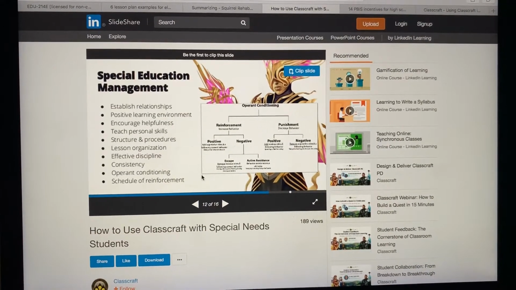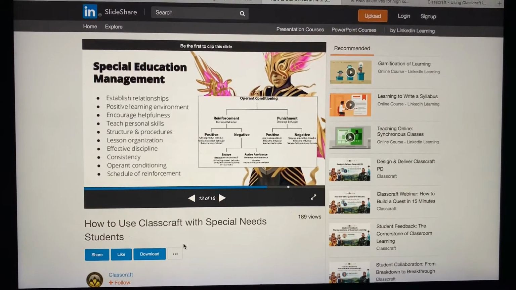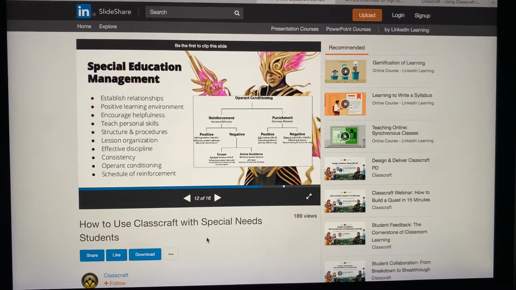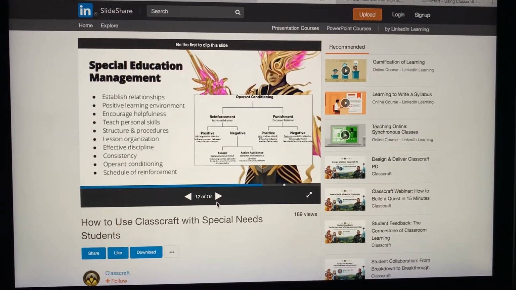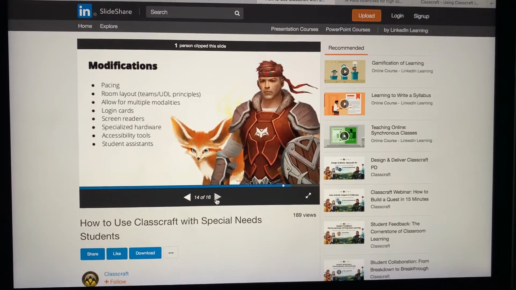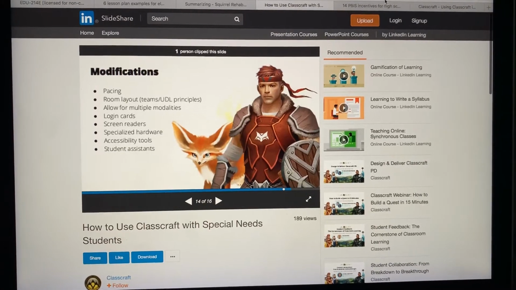Next one I have is a SlideShare of how to use Classcraft with special needs students, which I think is super important for inclusivity. That was a hard word. And it gives you management and strategies, modifications that would really help for students with learning disabilities.